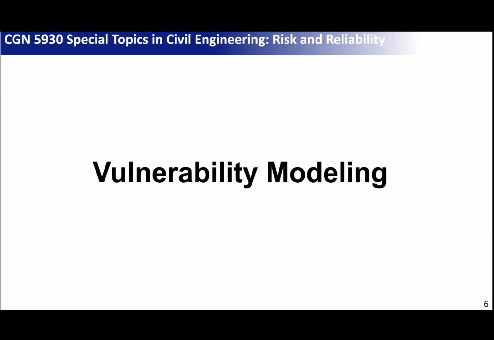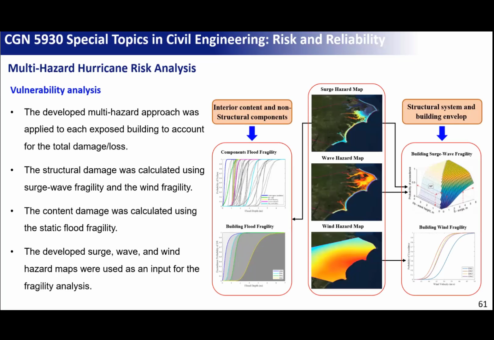The next part is the vulnerability. So we use the fragilities that I showed you. We calculate component damage coming from flood, like interior content and structural components. We didn't account for content damage from wind, because mostly wind causes structural damage. It causes damage to the roof and to the walls, but most of the content damage comes from water, when the water breaches inside the building from flooding. So we use the fragility curves that we developed for flood to account for component damage. And the input for this fragility is the wave and surge, not wind, okay?